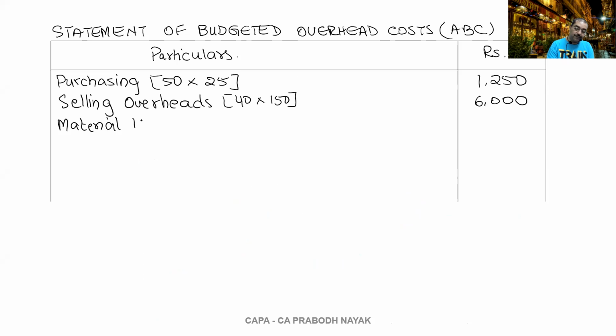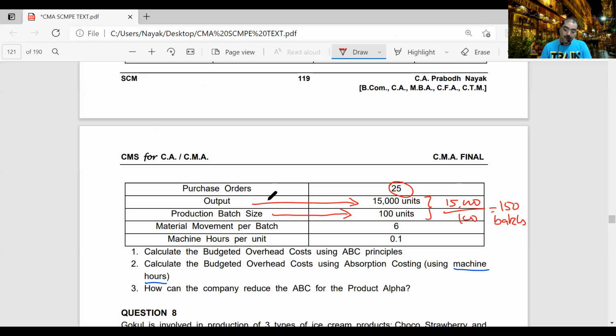Material handling. Be careful now. Material handling cost is on the basis of material movements, and for material movements the rate is 12 rupees. Now, let us come back to the question and see how to calculate the movements.